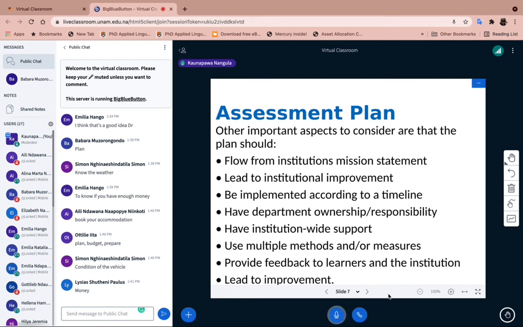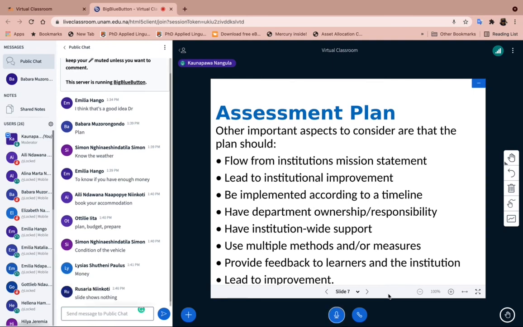And then use multiple methods and or measures. So don't just use one type of assessment, but use multiple types of assessment, and then provide feedback to the learners and the institute.